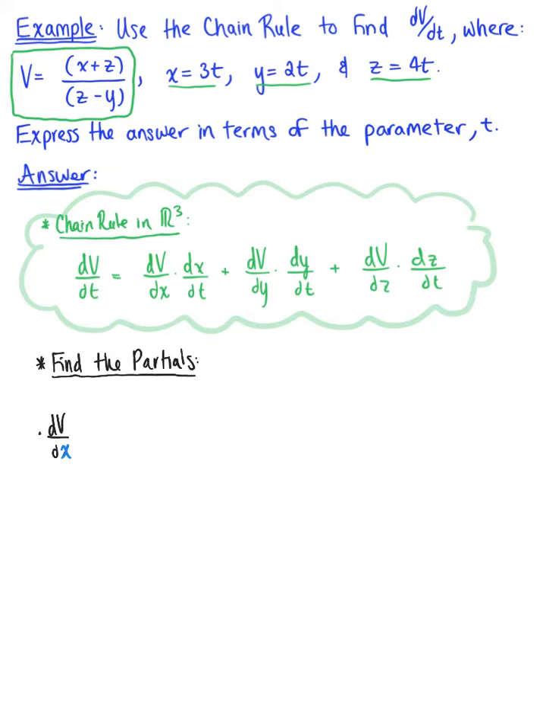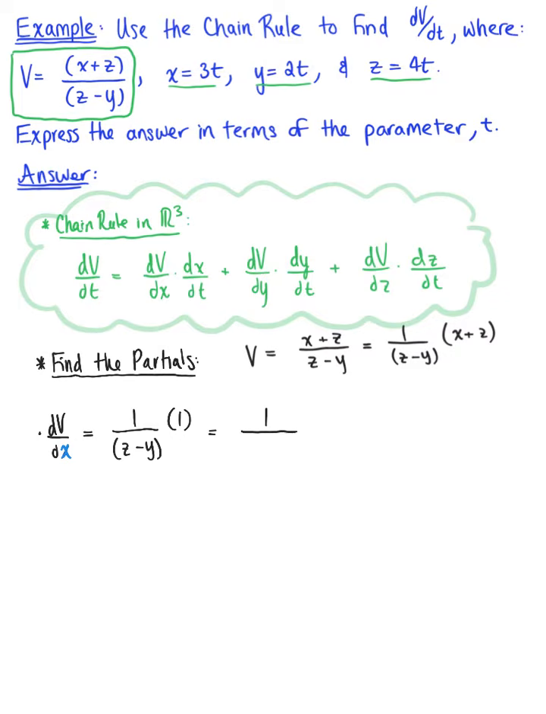So let's keep in mind what our original function is. Again, we are given that v is equal to (x + z) divided by (z − y). Since z and y are both constants here, we can treat this 1 over (z − y) as if it's a scalar multiple. And then we're just differentiating with respect to x. So this is going to leave us with our constant multiple, 1 divided by (z − y), multiplied by the derivative of x, which is just 1. So this is equal to 1 all over (z − y).